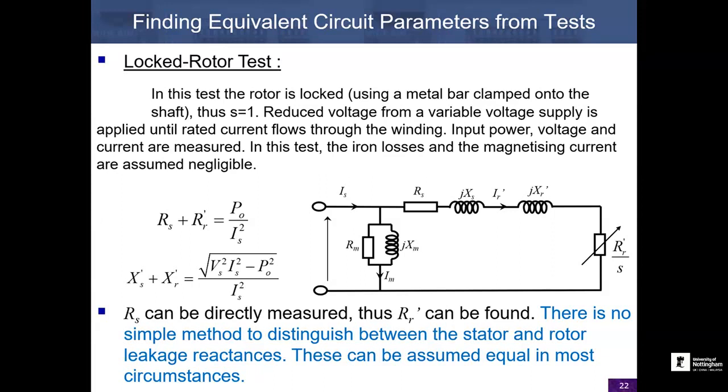The leakage reactances are a little bit harder to differentiate, so we typically just assume that those two are equal, that XS equals XR, and so we can represent those as the two parts. But using this methodology, we can then populate our whole equivalent circuit, and so we can get a model of how this machine's going to behave in any situation.